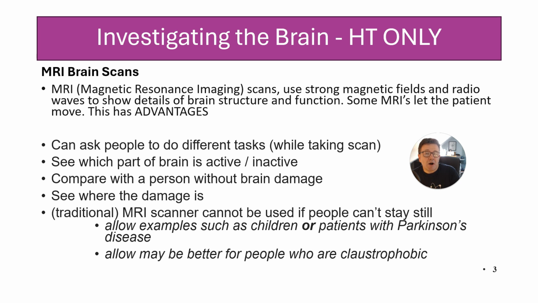You can see which parts of the brain are active or not active. You can compare with a person who has or doesn't have brain damage, and you can actually see where the damage is as well. Because traditionally, MRI scanners cannot be used if people can't stay still. So that's difficult if you're looking at a child or patients that have nervous coordination disorders such as Parkinson's. Okay, and also it helps if you're claustrophobic as well.